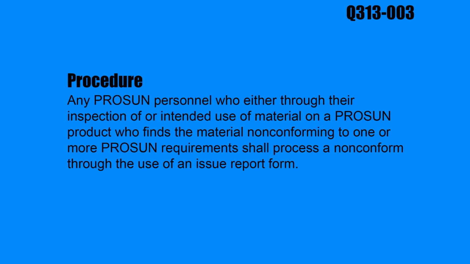Any ProSun personnel who, either through their inspection of or intended use of material on a ProSun product, finds the material non-conforming to one or more ProSun requirements shall process a non-conform through the use of an issue report form.